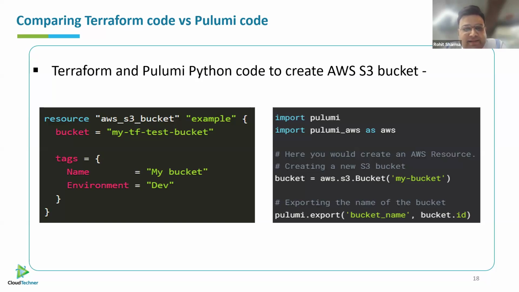And in the Pulumi Python program, first of all, it is importing the Pulumi library and the AWS SDK for Pulumi. It creates the S3 bucket with the name my-bucket, and the name of the bucket is then exported as bucket name, which will be shown in the Pulumi CLI output after the deployment. So this is the basic difference between the code snippets of Terraform and Pulumi Python code.